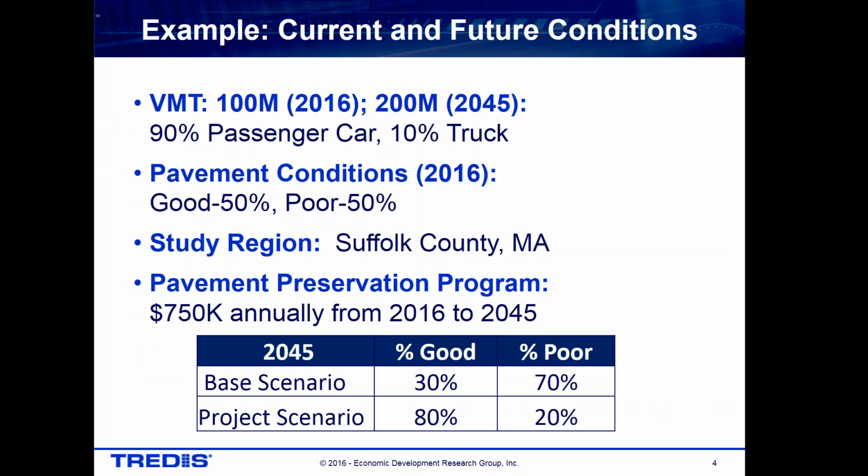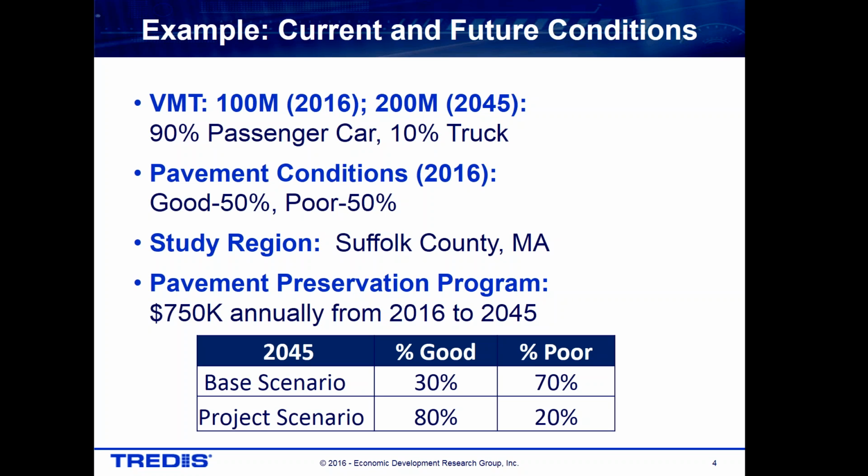So in the example that we've developed to highlight the features and capabilities in analyzing this program, I've developed the following scenario. We're assuming that the study region that we're evaluating is Suffolk County, which is a county here in Massachusetts. Within this region, we're estimating that roughly there's 100 million vehicle miles traveled occurring in the year 2016. That's expected to increase up to 200 million by the year 2045. Right now, we're assuming that 90% of these vehicle miles are associated with passenger cars, and the remaining 10% is associated with freight trucks.